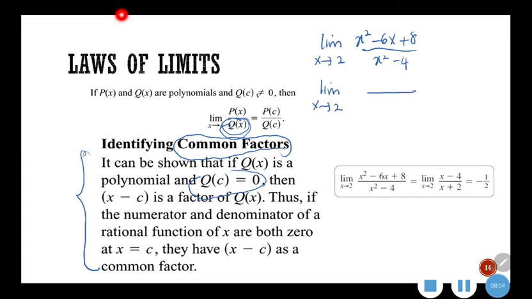So the one at the bottom, x square minus 4, we can actually factor it. It is actually a multiplication of what? x plus 2 times x minus 2. In algebra you have learned this, right? Alright. And then x square minus 6x plus 8.